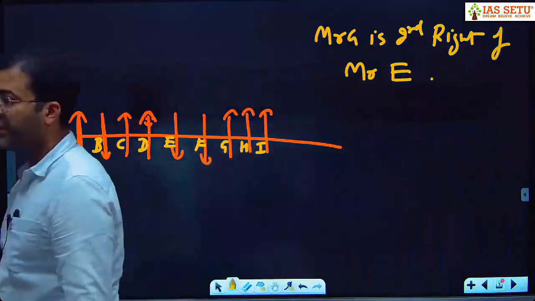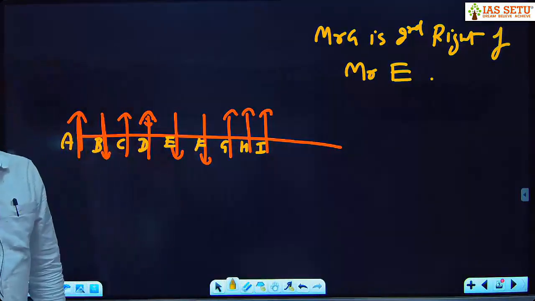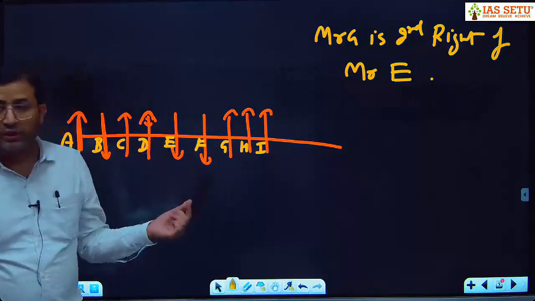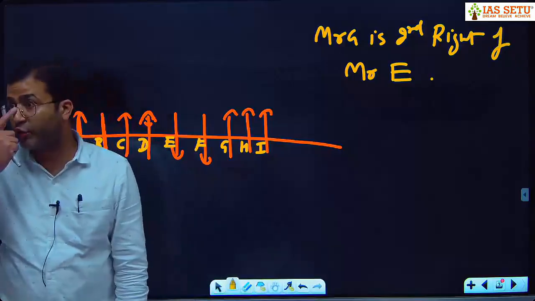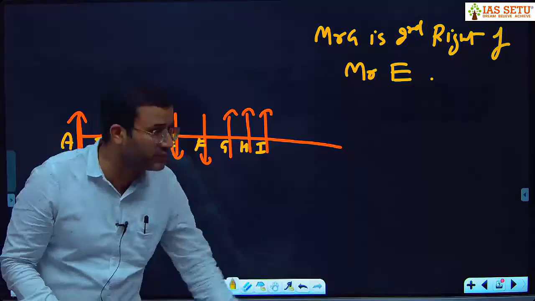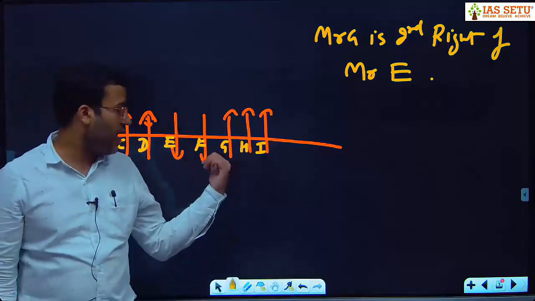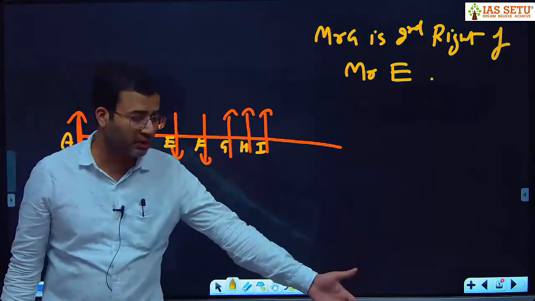Mr. G is second right of Mr. E. If you are E, this is your left, first left, second left. And when this type of question is given, second left, second right, you have to start counting from the next place. If I'm E, F is my first left, G is my second left, H is my third left, I is my fourth left.